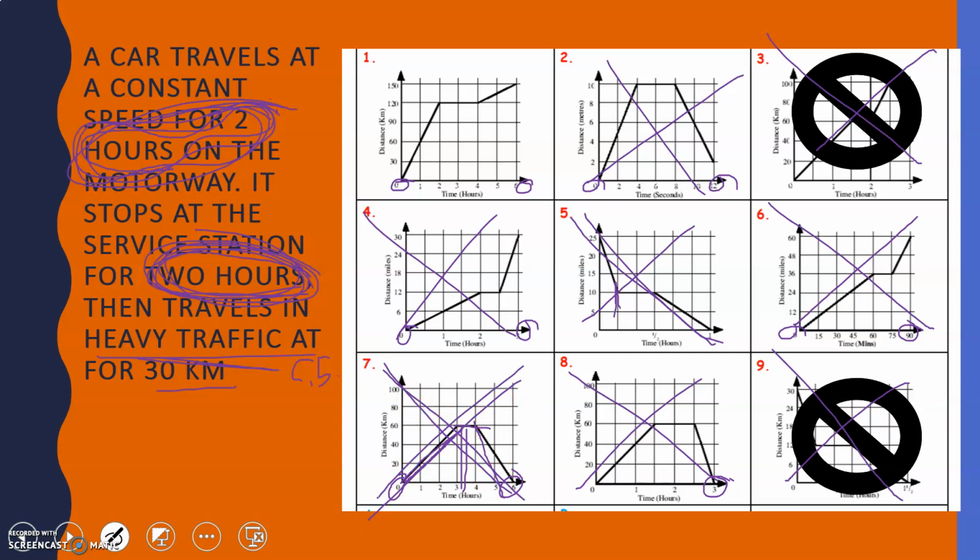Number 1, this first segment, yes, it does last 2 hours. Then it stops for what is 2 hours. Then it continues going. And notice how it does continue going for 30 kilometers because whenever it had stopped, it was at 120. And then whenever it finished, it was at 150. So 150 minus 120 is 30 kilometers. So number 1 is the graph.